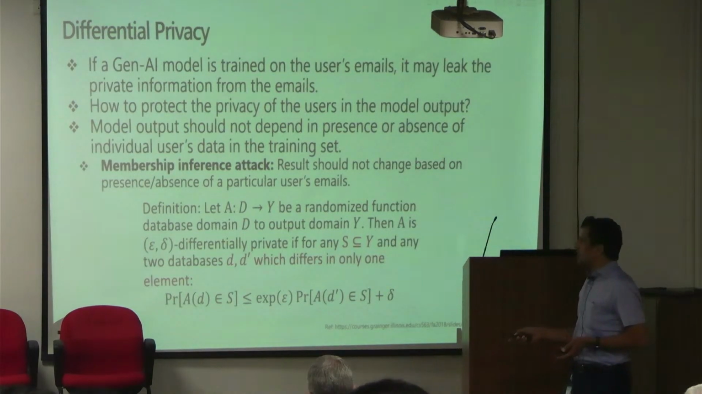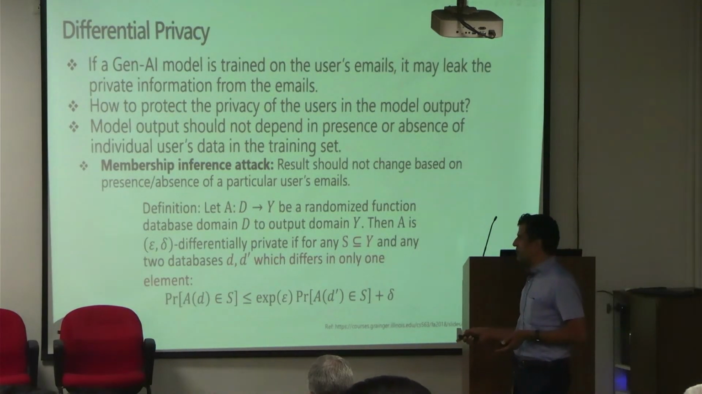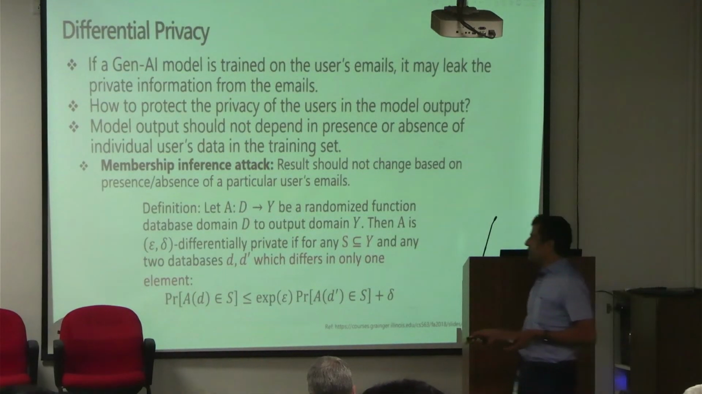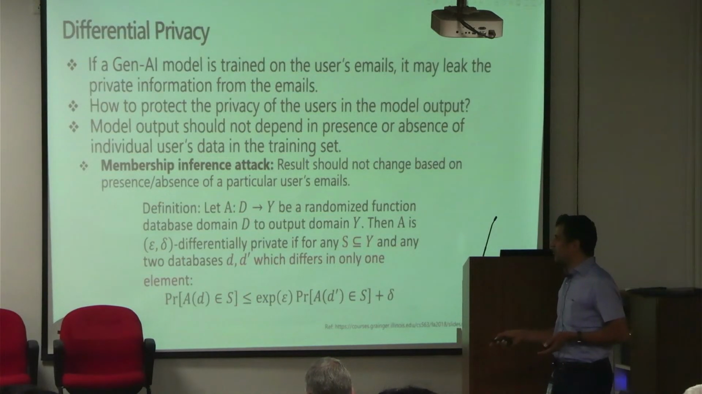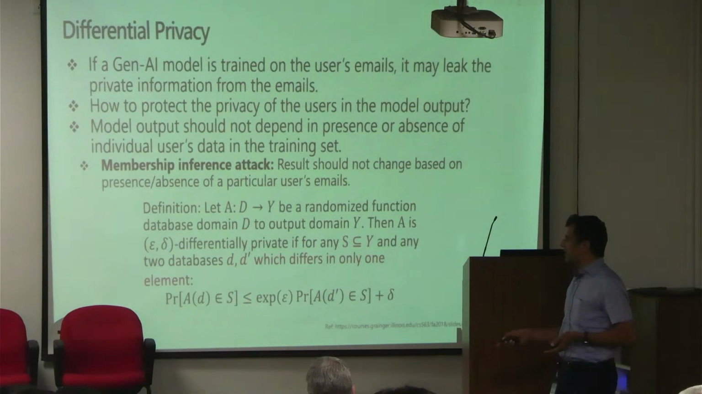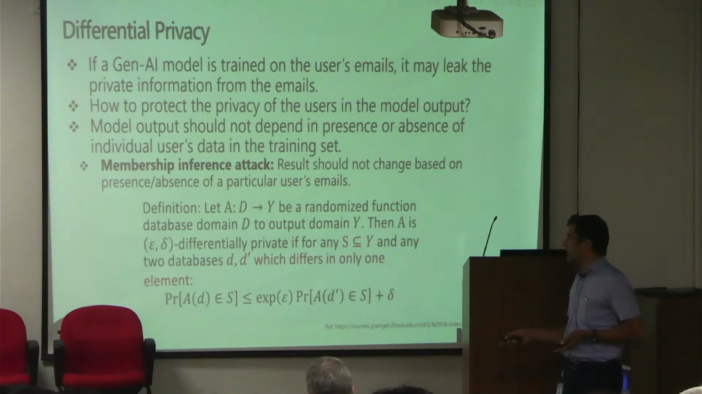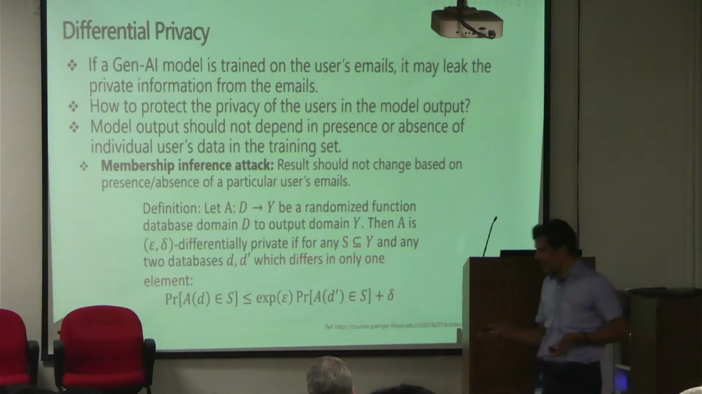Okay, so this is the definition of membership inference attack: the result should not change based on the presence or absence of a particular user's email. Say, for example, we have two databases, D and D dash, and a model A(D) or A(D dash). Based on the output, or a subset of the output S, we should not be able to say whether D was used for training the model or D dash was used.